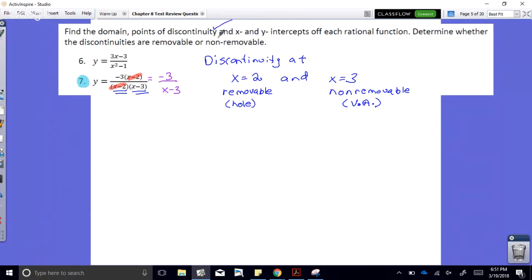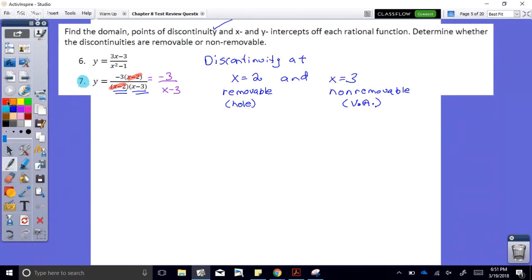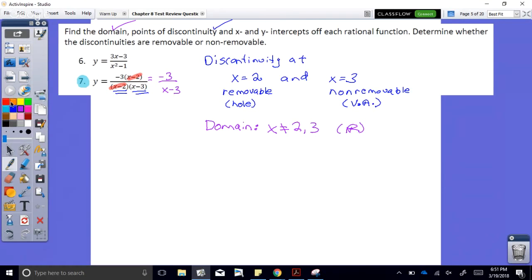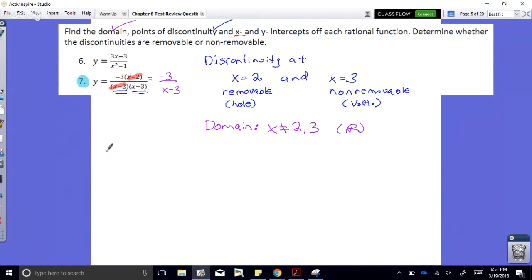Okay, so we have points of discontinuity. With points of discontinuity, it's also the same as domain. So if you get points of discontinuity, you also have the domain. So domain is all real numbers except x cannot equal 2, x cannot equal 3. So it's all real numbers except for 2 and 3, because those are where we have discontinuity. So we now have domain. The last couple things we need are the x and y-intercepts.